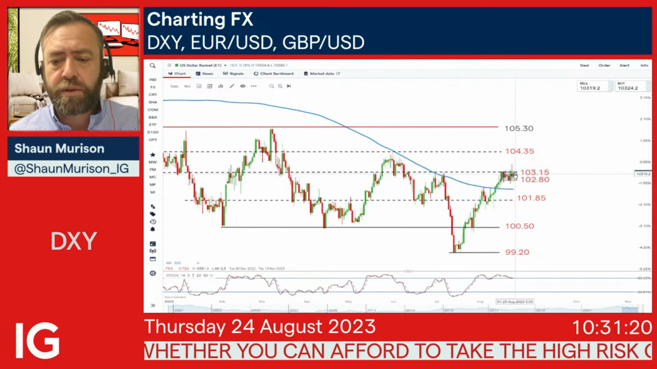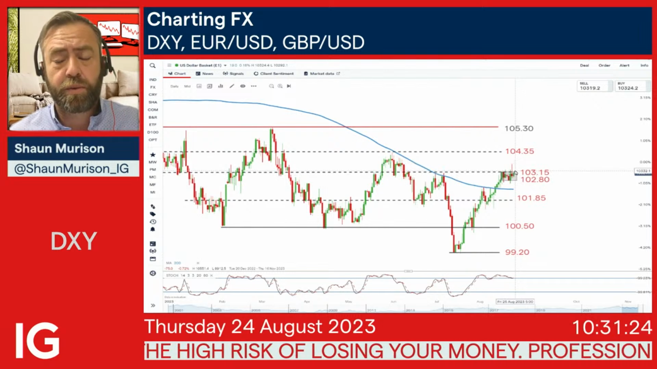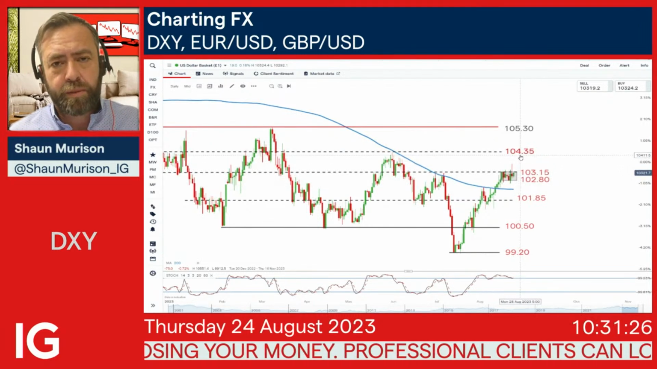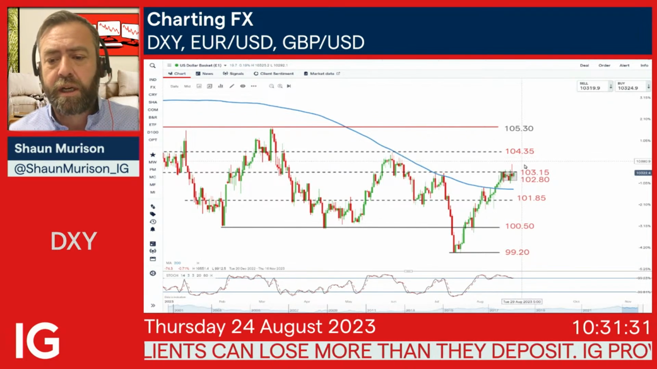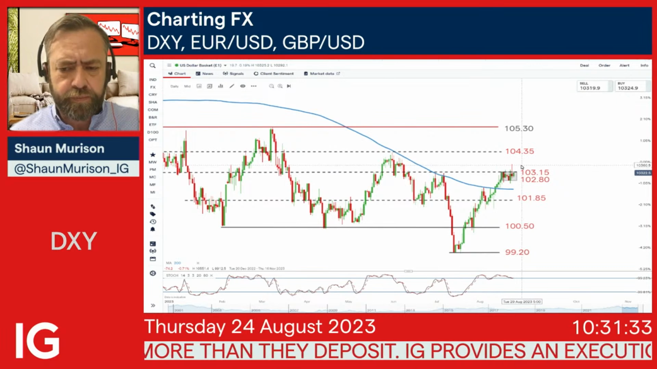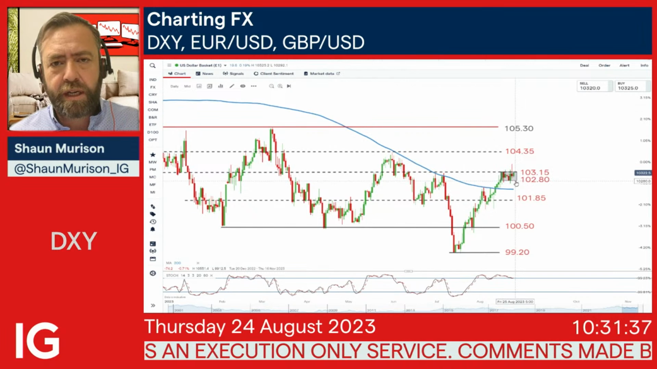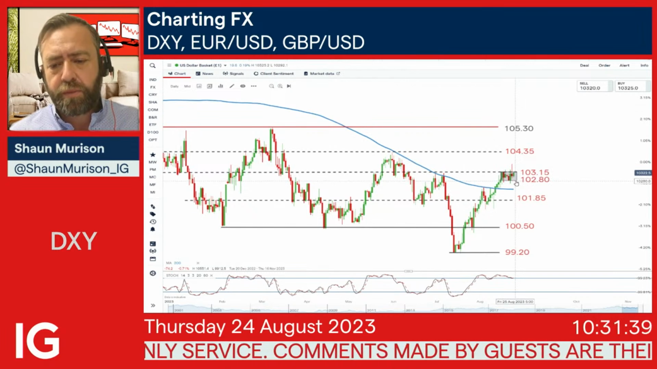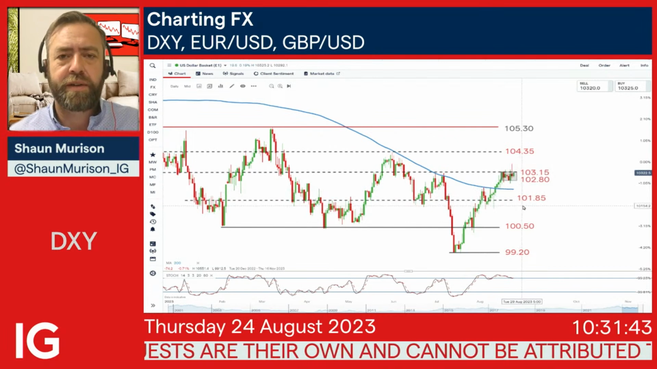Upside breakout would be considered on a strong price close above that 103.15 level. Then we start looking to our targets there, 104.35, and we'll see how it approaches that level. We could close above that. Then we could start looking at 105.30. We take each level as it comes. The alternative scenario is a downside break of that 102.80, where we start targeting a move back to about 102.50 and possibly even 101.85.